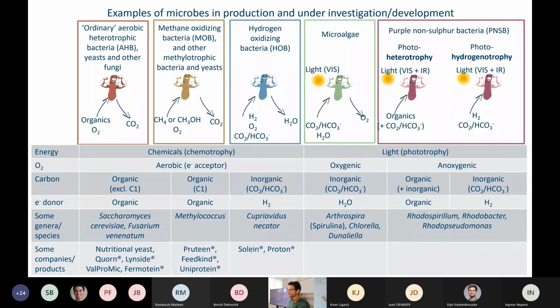Then we have hydrogen oxidizing bacteria. I'll also show one example there. Avecom, a partner of Capture and R2T, is focusing, among others, on this. Then we have microalgae, and last but not least, the purple bacteria, which can grow in autotrophic and heterotrophic mode. So we can also grow them on hydrogen gas and CO2.